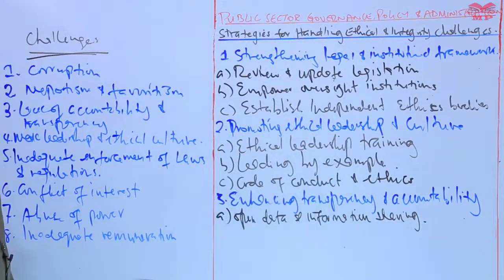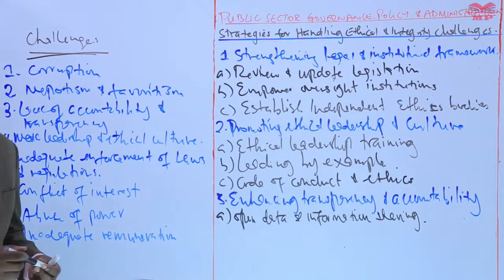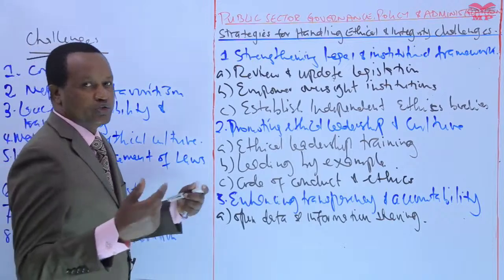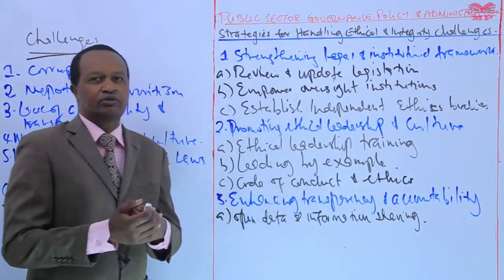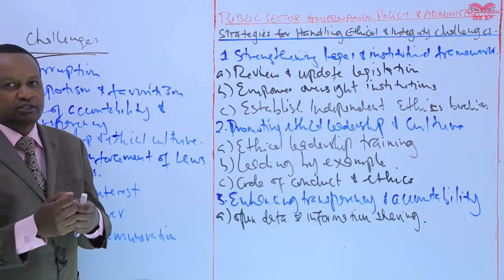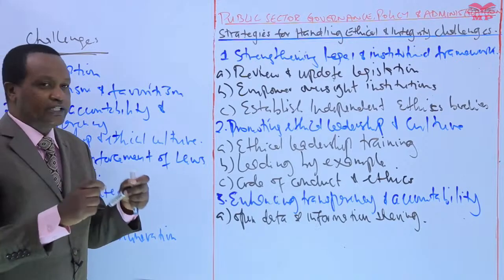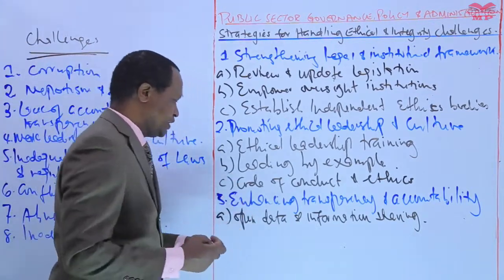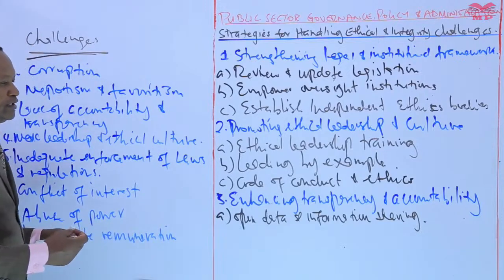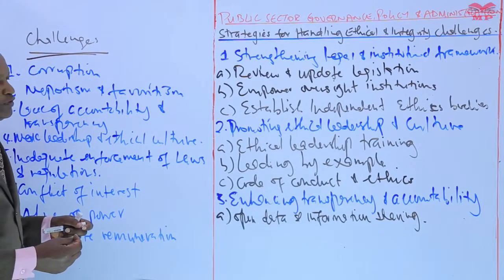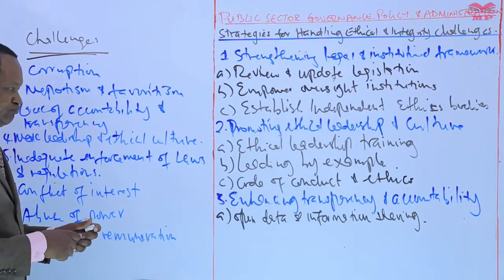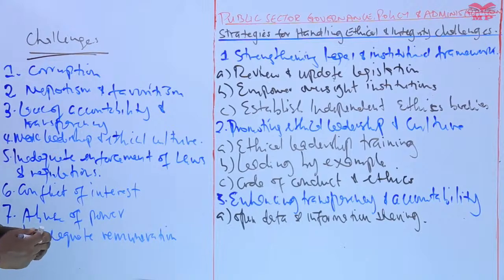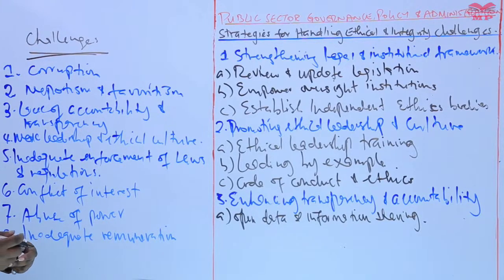Open data and information sharing. That means making information about government operations, budgets, and contracts easily accessible to the public, because that then can help to deter corruption and promote accountability. By having a system where information is shared openly, that enhances transparency and accountability.